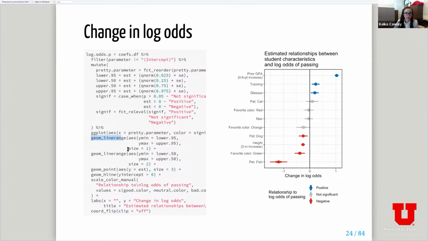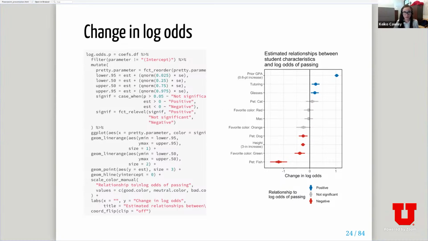We use geom linear range size 1 for the 95% confidence intervals. So that's that long, thin band you'll see. For the 50% confidence interval, we use geom linear range size 2, and that's that thicker band that you see. And then for the median estimate, we just use geom point size 3.